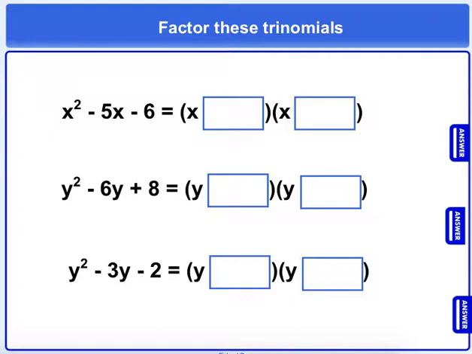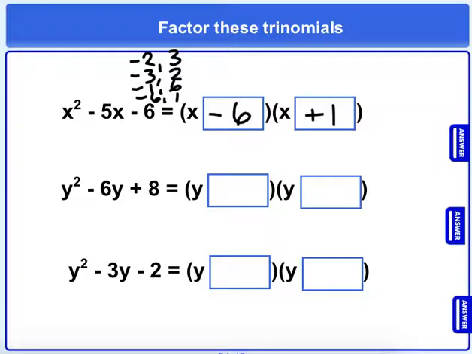Okay, but negative 6, let's see, we could do something like negative 2 and 3. We could get negative 3 and 2. We could have negative 1 and 6 or negative 6 and 1. Well, that negative 6 and 1 is going to add to give me negative 5, so that is my answer. All right, next one, 8.